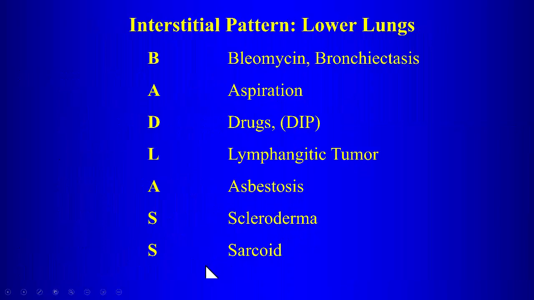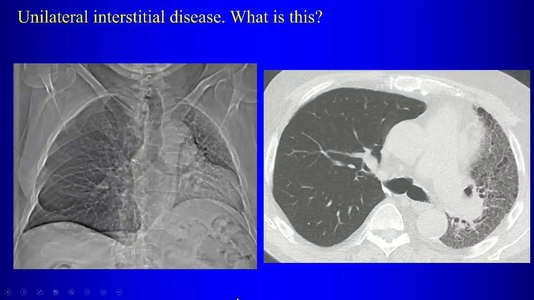And there's a mnemonic that can be used to help you in terms of lower lung interstitial pattern. So it's not that you spit out all of these things, it's that you think of these in your differential and look for additional findings that would support or negate any of these in your differential diagnosis. Okay? So this patient has unilateral interstitial lung disease, right? What could this be? What would give you unilateral interstitial lung disease? So that's an important consideration.